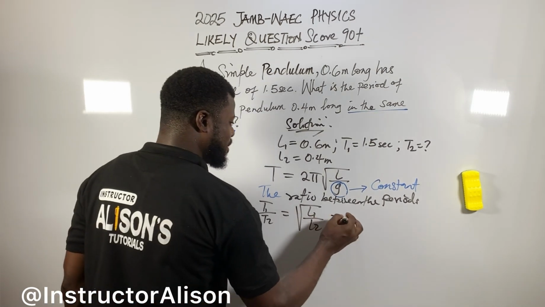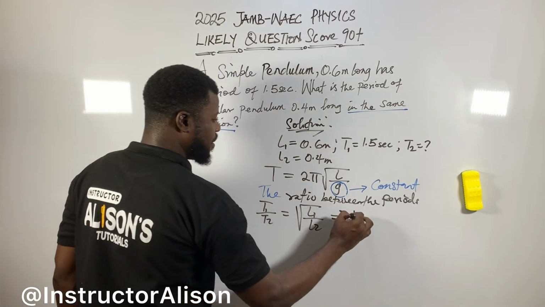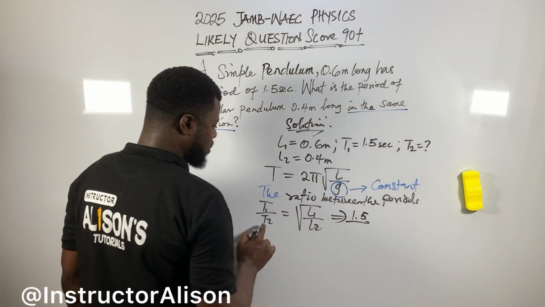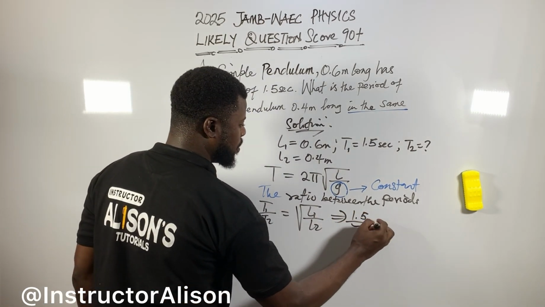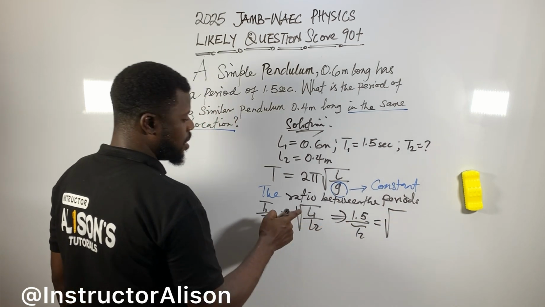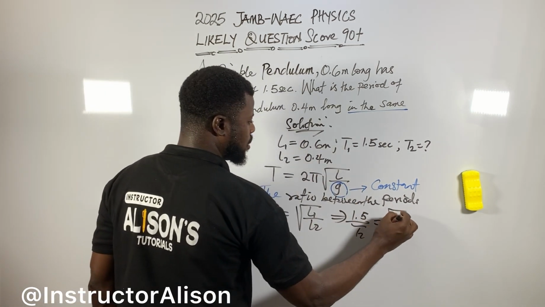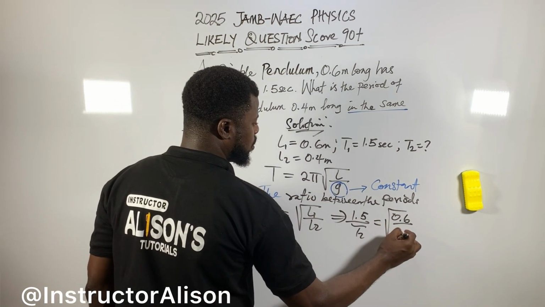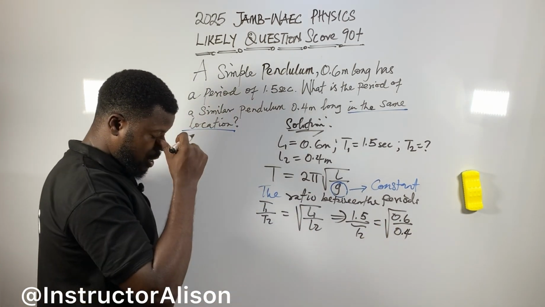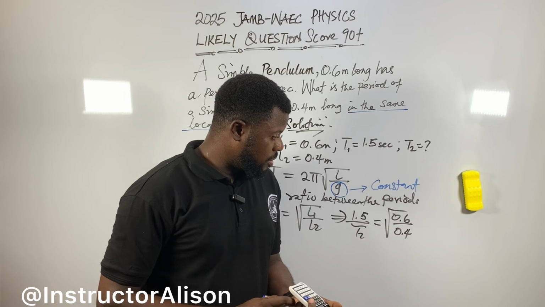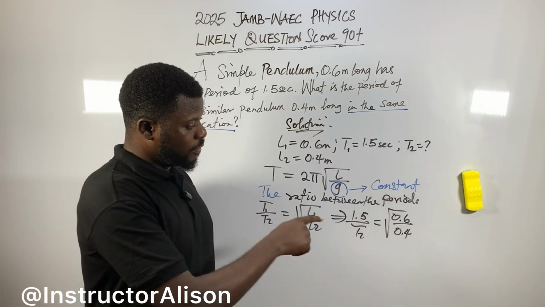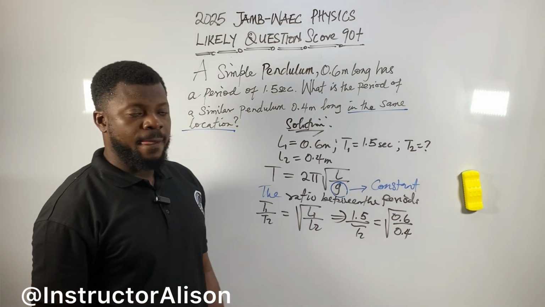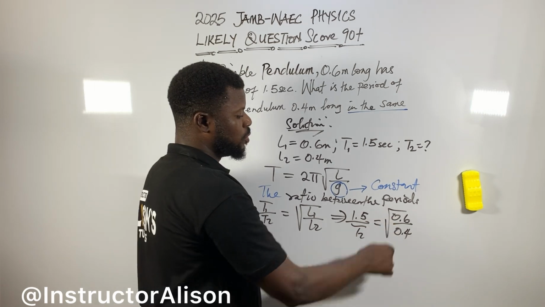So this implies that T1, which is 1.5, over T2, which we want to find, is equal to general square root of L1 at 0.6 over L2 at 0.4. Normally, if I were you, I would just take the square root of this one divided by this one and get the answer. But what if there is no calculator to check this?